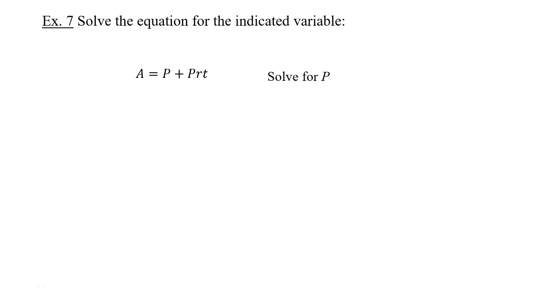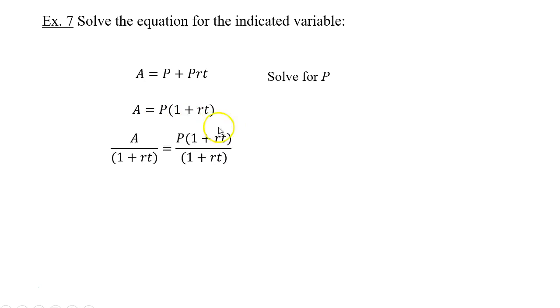is to factor. So we're going to factor a P. Think of it like a greatest common factor. We're going to factor a P out of both of those terms on the right side. So we get P and then parentheses 1 plus RT. And then it's the P I'm trying to isolate. So now because the P is multiplying by this expression in the parentheses, to get that expression to the other side, I can divide it. And so when I do that, of course, the 1 plus RT on the right side cancels out, and now I've isolated the P that they were asking me to solve for.